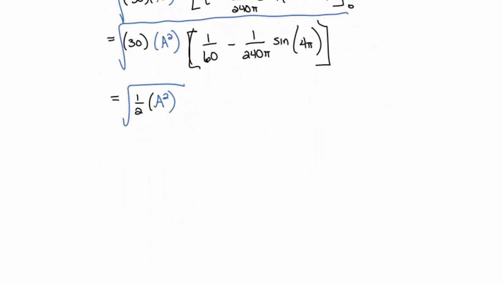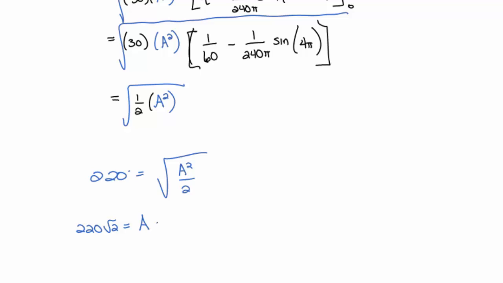We want 220 to equal the square root of A squared over 2. Or in other words, if you multiply both sides by the square root of 2, you get 220 root 2 to equal the square root of A squared, which will be A because it's a positive amplitude.